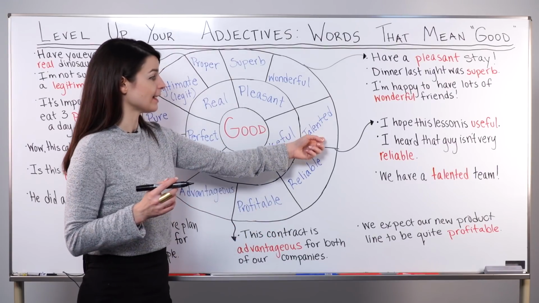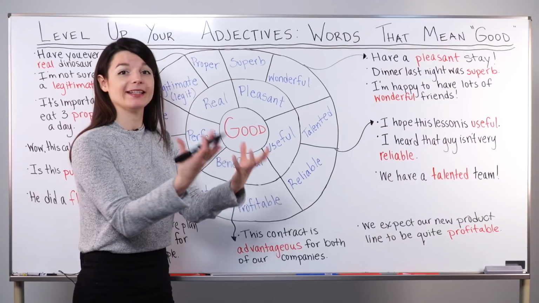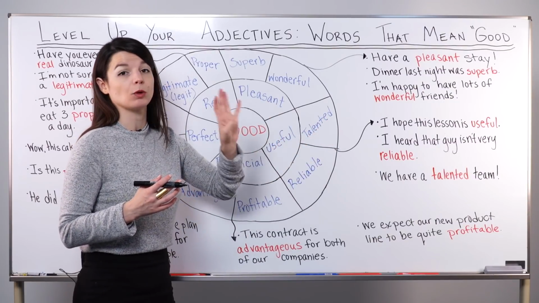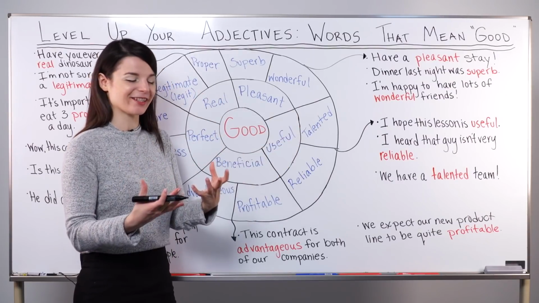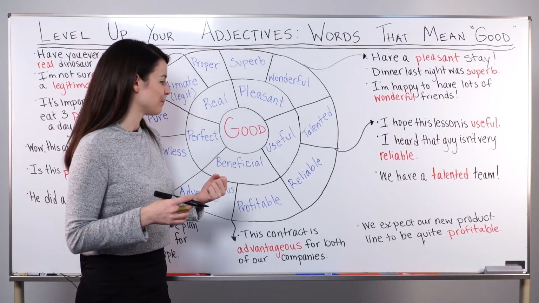The next word here is talented. So someone who has a talent. We use this adjective for people. Someone who has a talent or who has a skill. And we tend to use this to mean that that person therefore is useful. So it's a good thing to be talented.